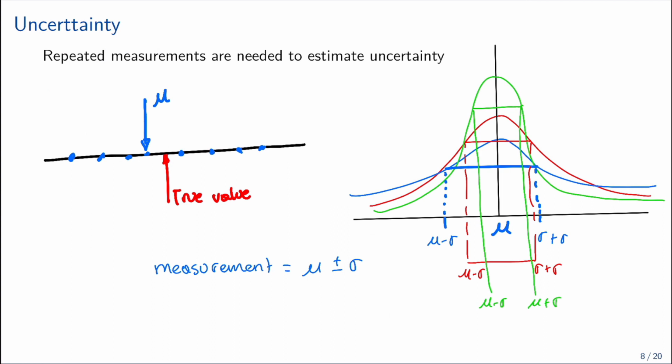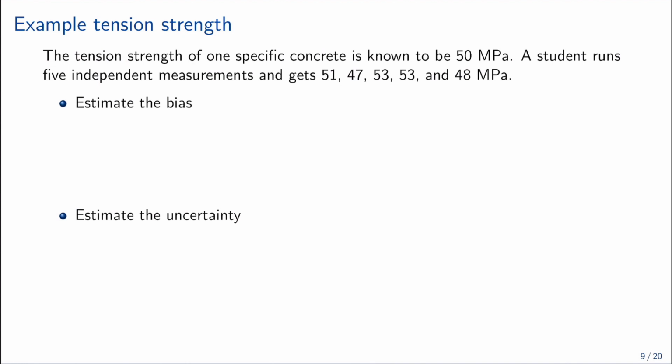The tensile strength of one specific concrete is known to be 50 megapascals, so that's the true value. A student runs 5 independent measurements and gets 51, 47, 53, 53, and 48 megapascals. So we have to estimate the bias. The measurements are 51, 47, 53, 53, and 48. So we have 1, 2, 3, 4, 5, so n equals 5, and we need to estimate the bias.